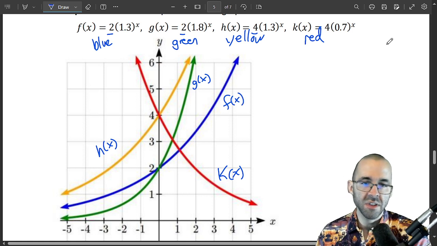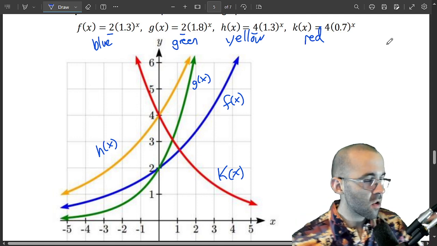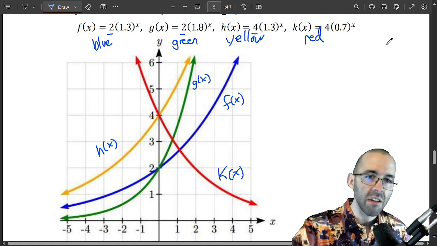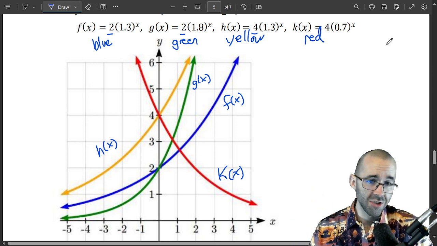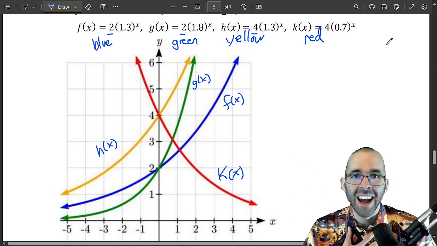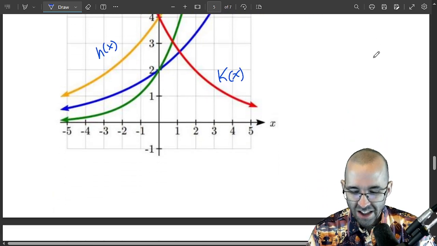There we go. That's how you do it. Look at the growth versus decay. See which one's growing faster. See which one has a bigger starting value. Look at all those things. Starting value, growth rate. Is it a decay function? And then you can use that to match these graphs.